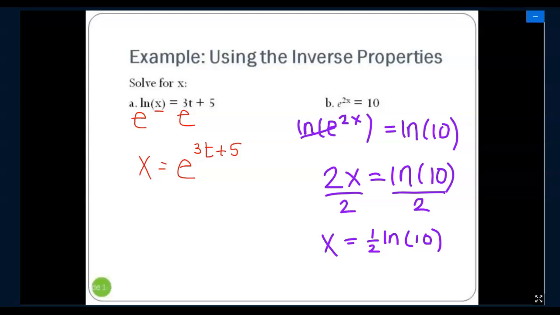I just want to show you a property. Remember, we said that if you had an exponent inside, you can bring it out as the number out in front. That's actually true for the reverse. So this is really the same as saying the natural log of 10 to the 1/2 power. And if you don't believe me, you can test that theory and type all of these on your graphing calculator and see that all of them simplify to the same numerical value.